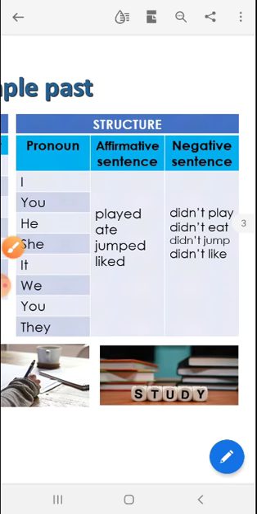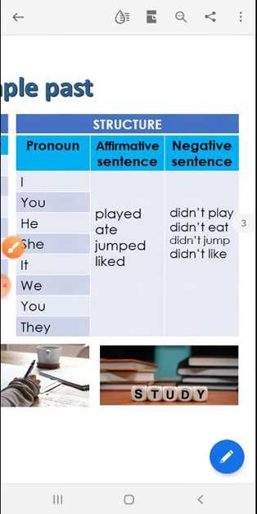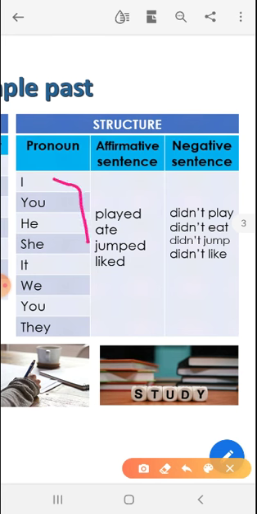For example, I played soccer. You played soccer. He played soccer. She played soccer. We played soccer. You played soccer. They played soccer. Okay? I jumped the rope. Yo saltaba la cuerda. You jumped the rope. He jumped the rope. We jumped the rope. They jumped the rope. You jumped the rope. She jumped the rope. Yes? And it's affirmative. Es afirmativo.